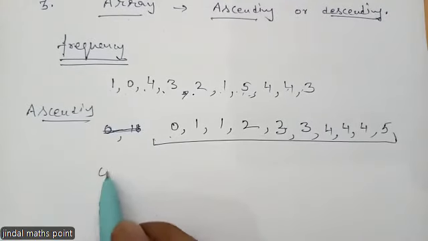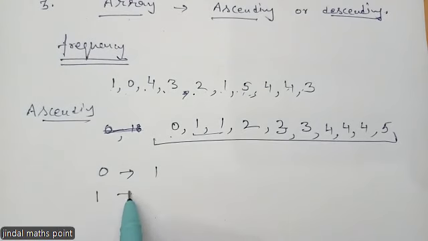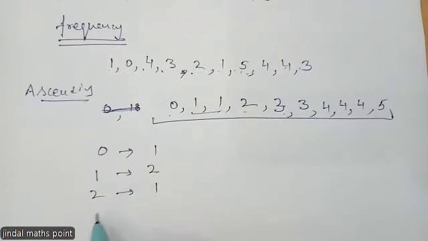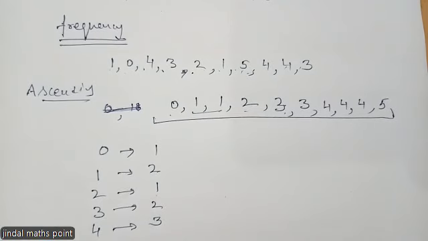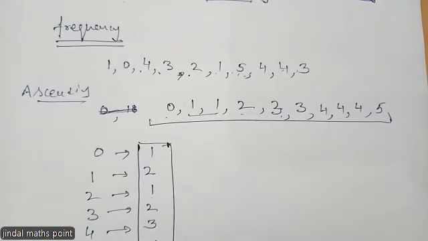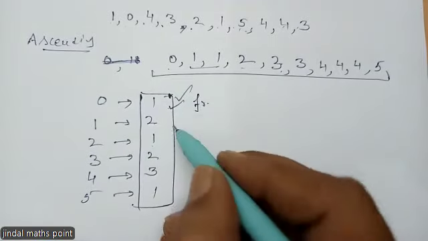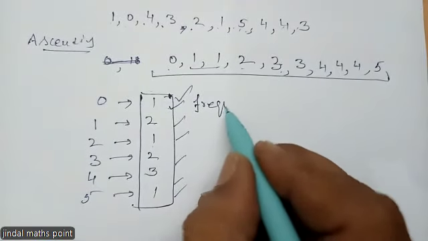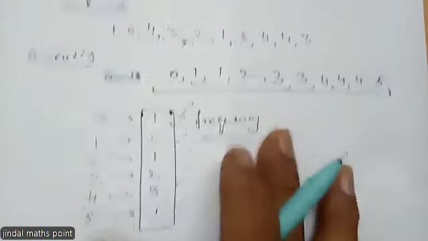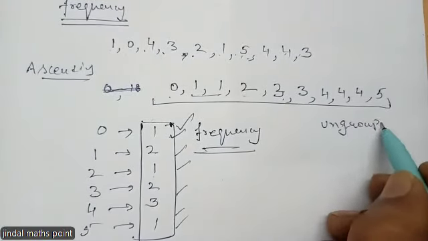How many times is 0 coming? That is 1 time. How many times is 1 coming? That is 2 times. 2 is coming 1 time. 3 is coming 2 times. 4 is coming 3 times. 5 is coming one time. This data I can close in a box. This is called frequency. This is for ungrouped data.